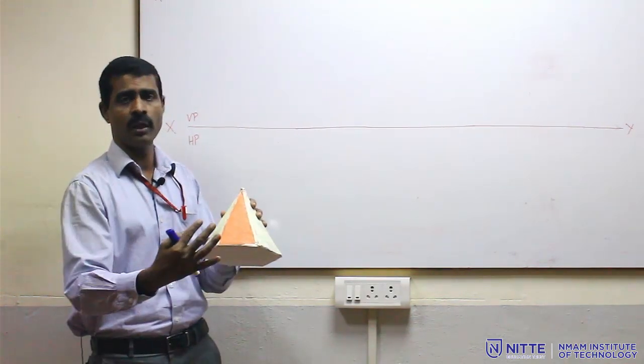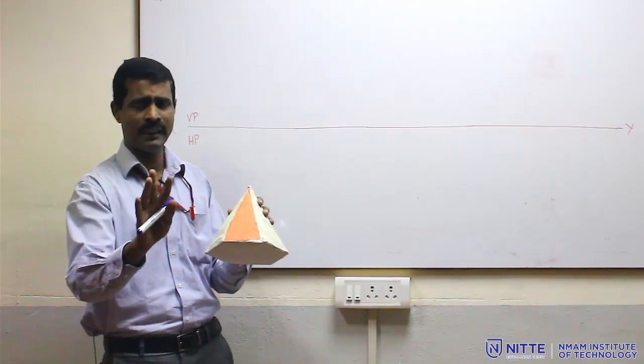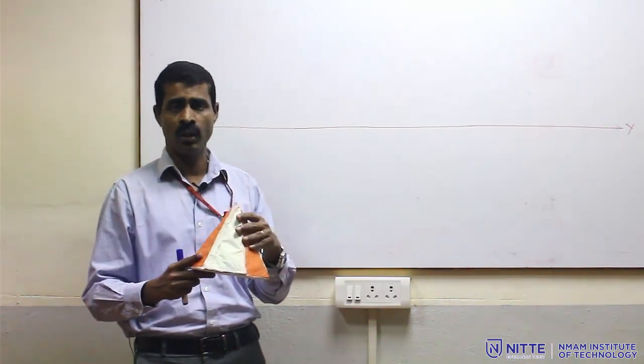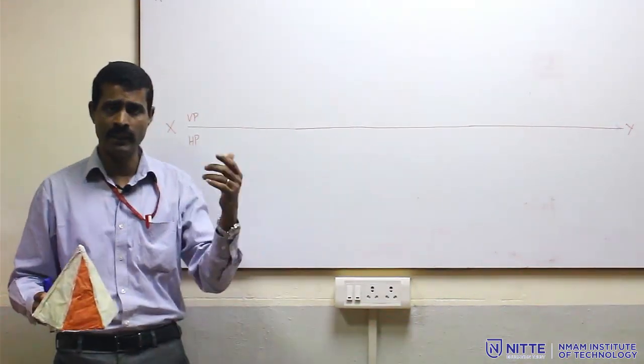That means this particular portion is nearer to the observer. So, very clearly the problem is mentioned. Let us see how to solve. As I told you, we solve this problem again in 3 steps.